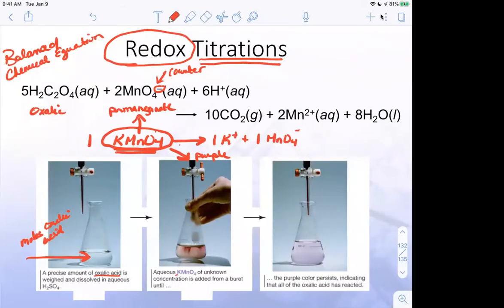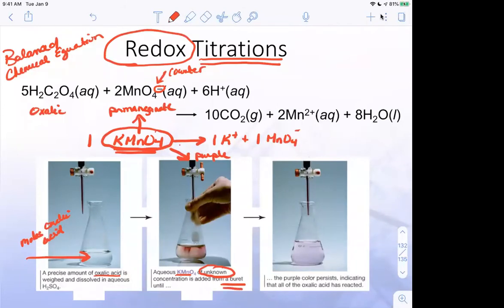So this is potassium permanganate. Again, I don't need the potassium in that balanced chemical equation. I don't know the concentration of the potassium permanganate solution. This is what I want to try to figure out. And I'm adding this with the burette.